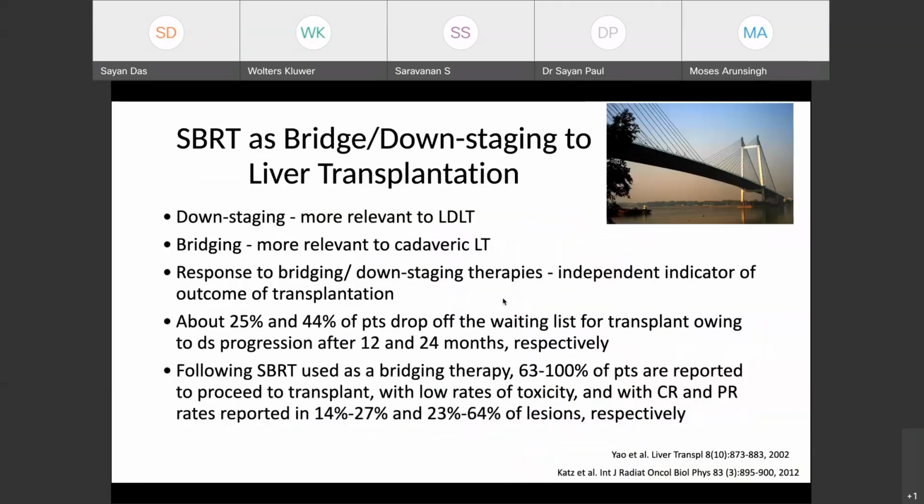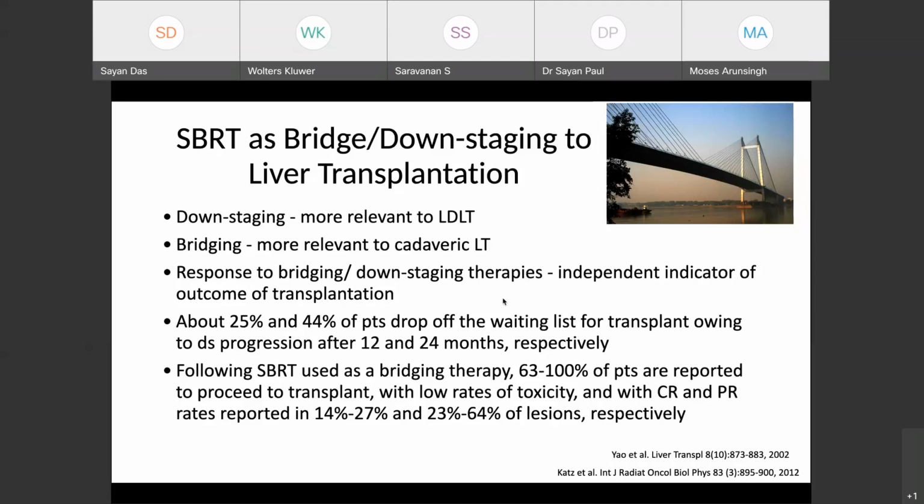So other than these early stages where your conventional therapies are not available, not eligible, or have not responded well, the other category where SBRT does have a role is for patients who are due for liver transplant but are on the waiting list. There you offer SBRT so that they don't progress and go beyond the Milan criteria for liver transplant. This is known as bridging treatment prior to liver transplant, which is more relevant for cadaveric liver transplants because there are at times pretty long waiting lists.